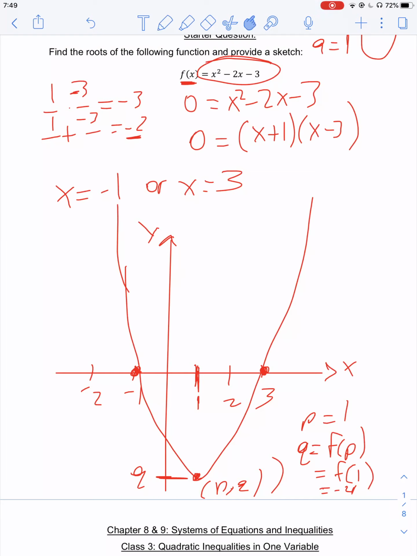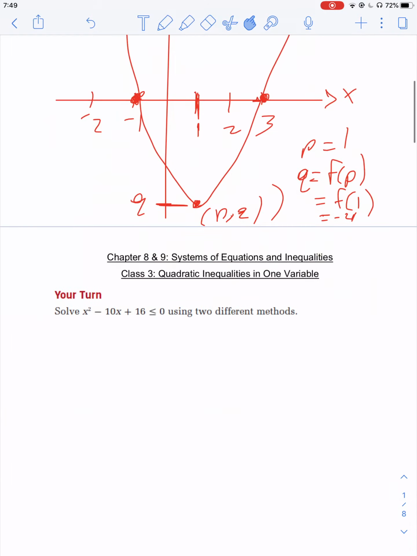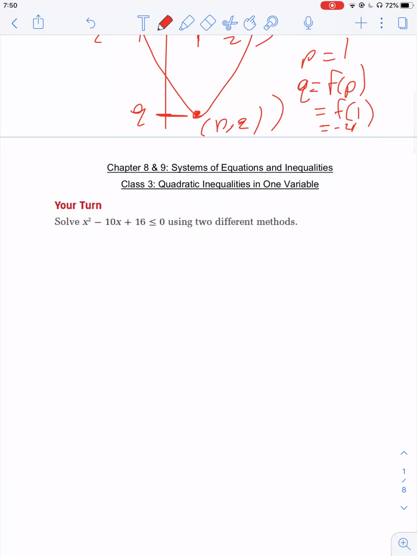So this is basically what the sketch looks like. Now, this sketch is very important because our focus for this class will be to figure out when my function is positive or negative. In this case, be very careful. You're always going to have an inequality, but some of them will be strict, some of them will not be strict. What do I mean by strict and not strict?